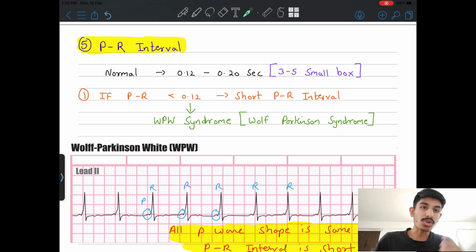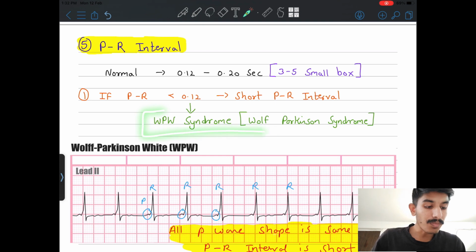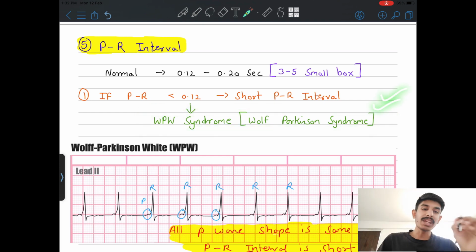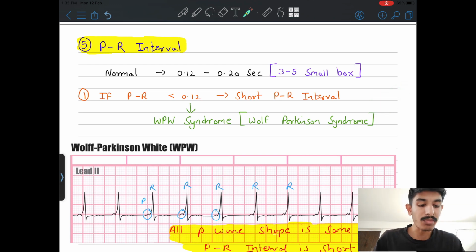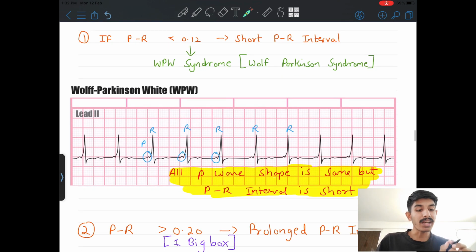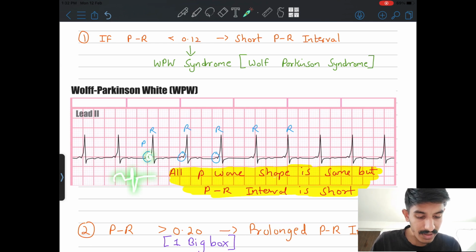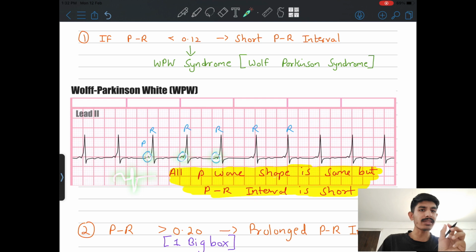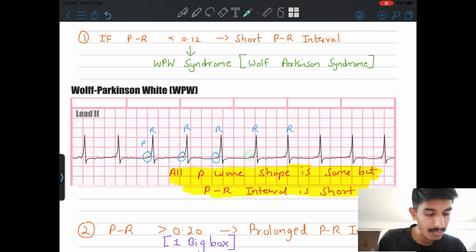So if it is short, what will happen? If the PR interval is short, like less than 0.12, sorry, it is known as Wolff-Parkinson-White syndrome, because it is mostly asked in the exams. Always remember, NEET PG, FMG, most of the exams ask about this syndrome. So what happened in this syndrome? As you can see, the PR interval is short. So the normal PR interval looks like this. But here you can see there is no gap. It's having shortness, like there is some shortness present in this graph, as you can see.